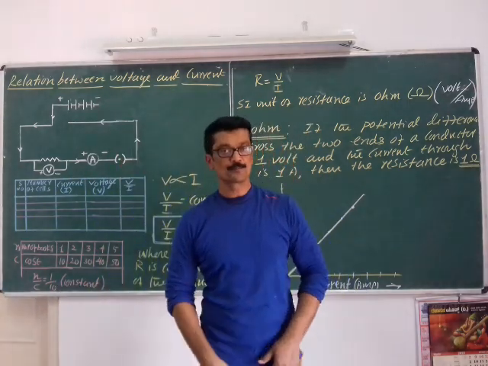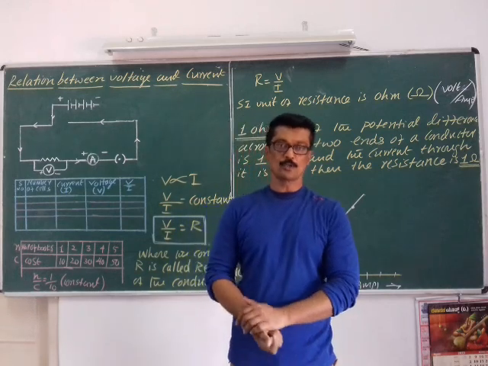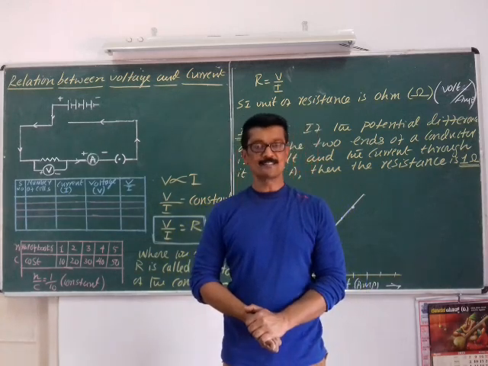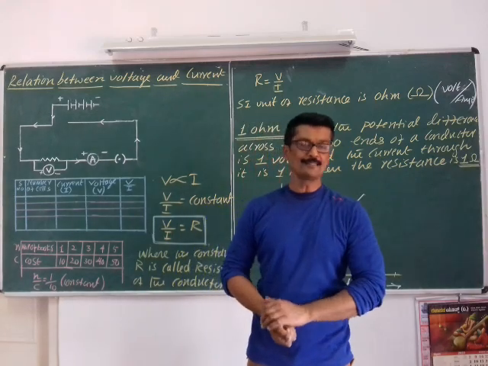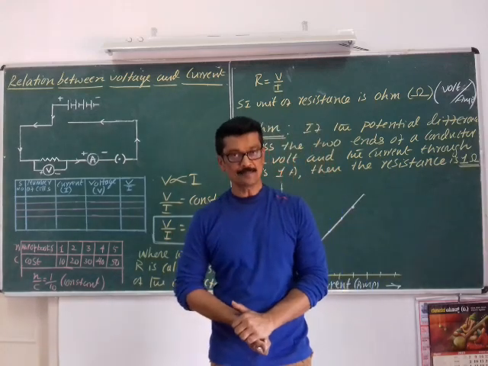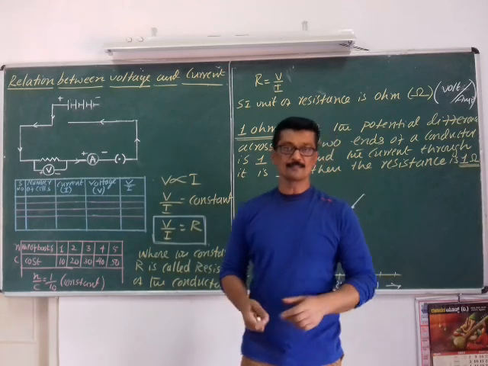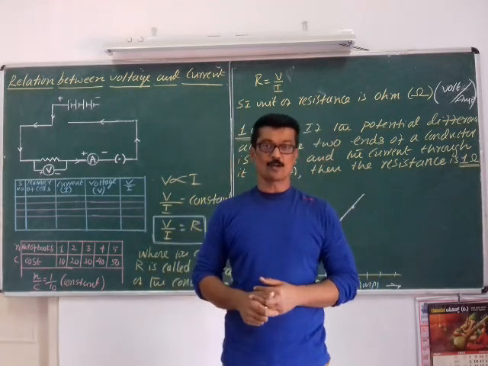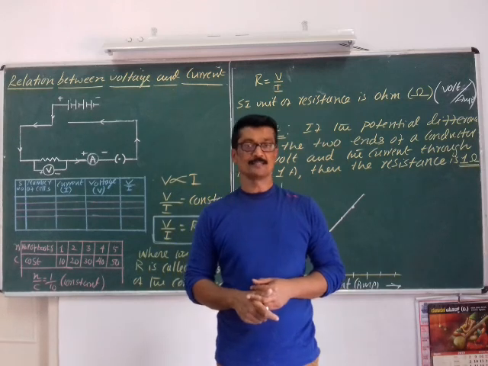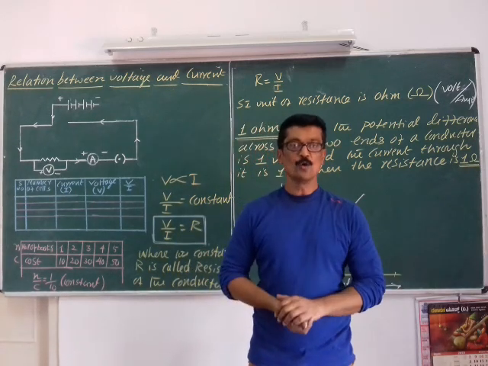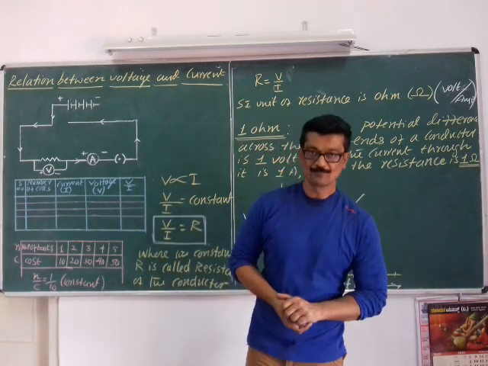My dear students, we have been discussing the chapter electric current for 3 classes. This is the 4th class. In this class, I take up the relation between the potential difference across a conductor and the current flowing through it. That is the relation between voltage and current.